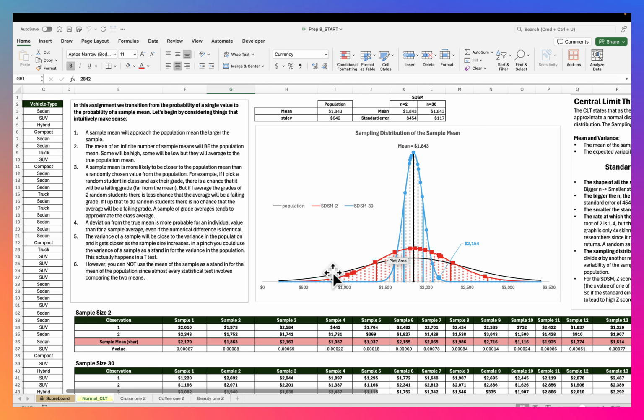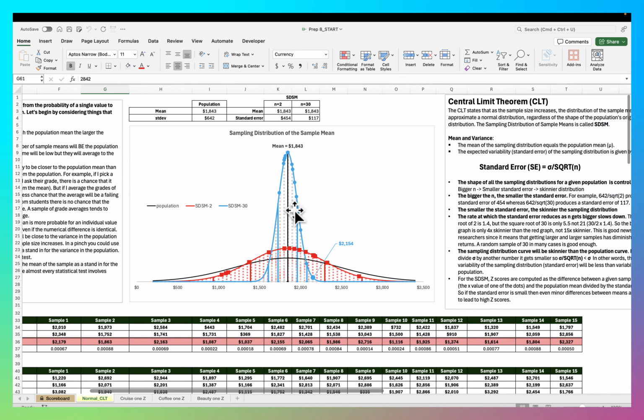So remember a minute ago I said that if I drew lines, curves through each of these blue dots, they would look just like the black curve because the variance would be the same. That's what this is saying. They would have the same very low flat hump that the black line has. However, you cannot use the mean of the sample as a stand-in for the mean of the population, since almost every statistical test involves comparing the two means. So this is all about means. We are going to be comparing means like crazy.